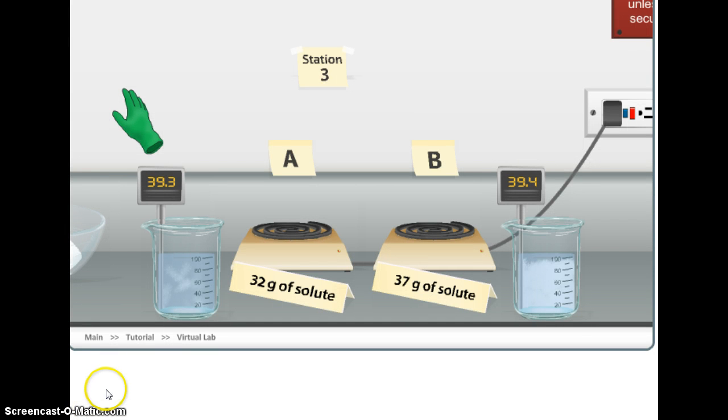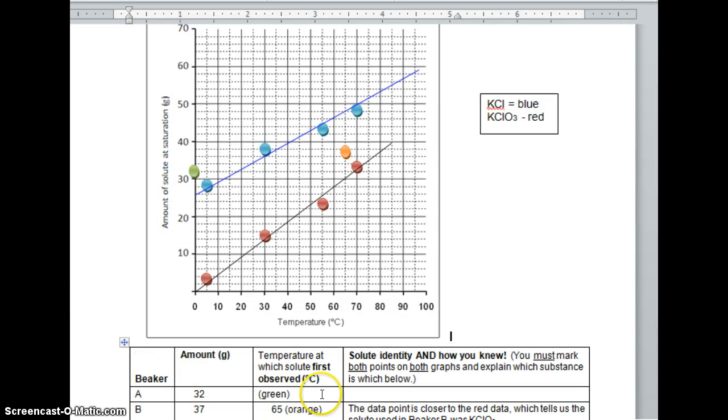All right, let's look at this. We definitely have some of it coming out of solution. And look over here, it's almost filling up, right? It's getting so cold that hardly any can be dissolved in this beaker anymore. But at this beaker, at 32 grams of solute, it started coming out of solution at about 39 degrees. All right, so let's add this down here. It was at 39 degrees. And we want to move our dot over to 39.